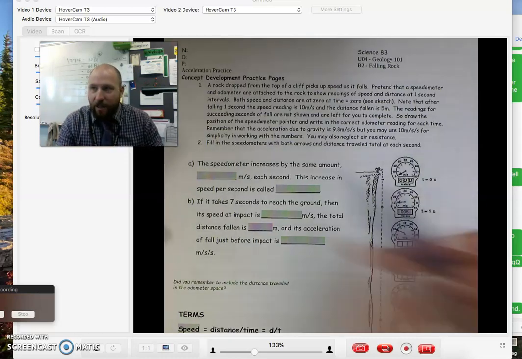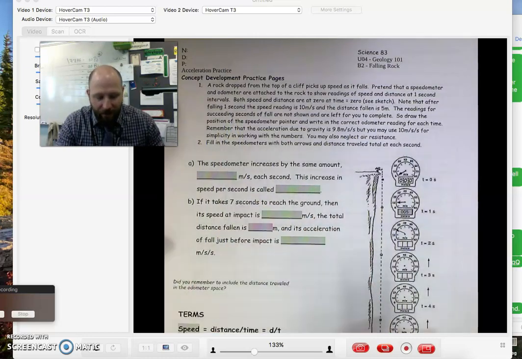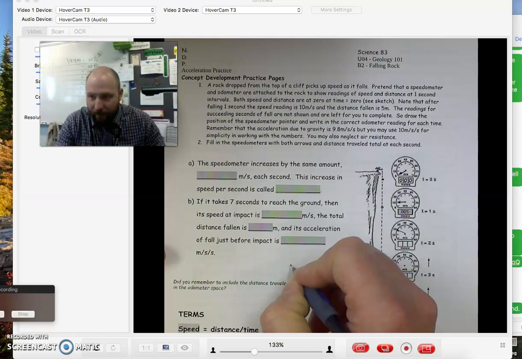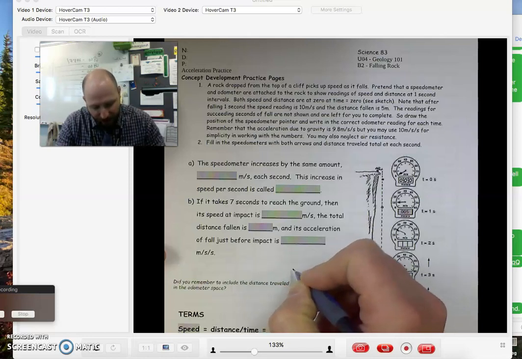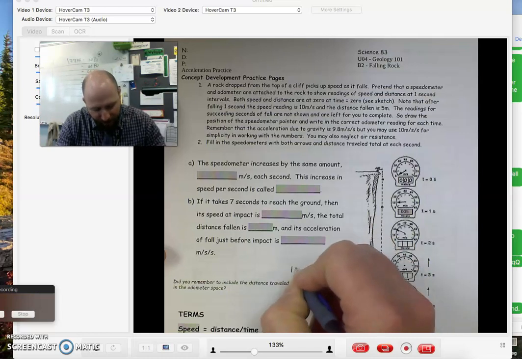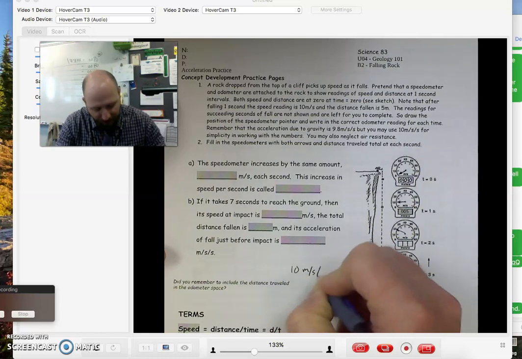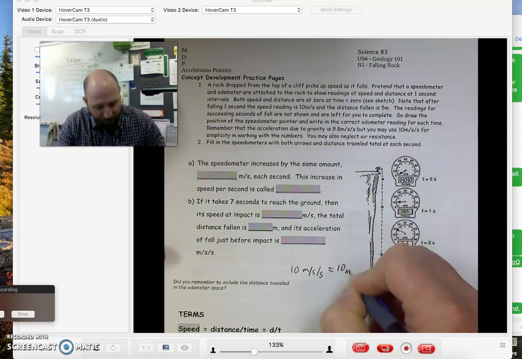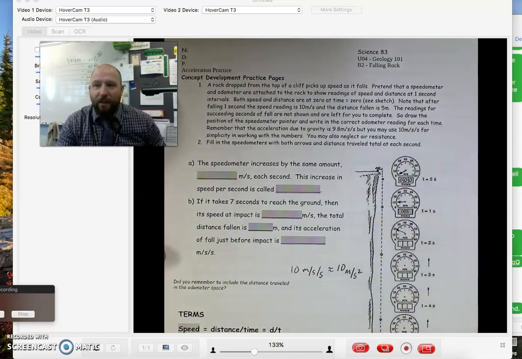So make sure you take the time to read this top paragraph here. The big takeaway is that when we talk about the acceleration of gravity, we're going to talk about the acceleration of gravity always being 10 meters per second. So 10 meters per second, or sometimes it's also written 10 meters per second squared. That's called an acceleration.